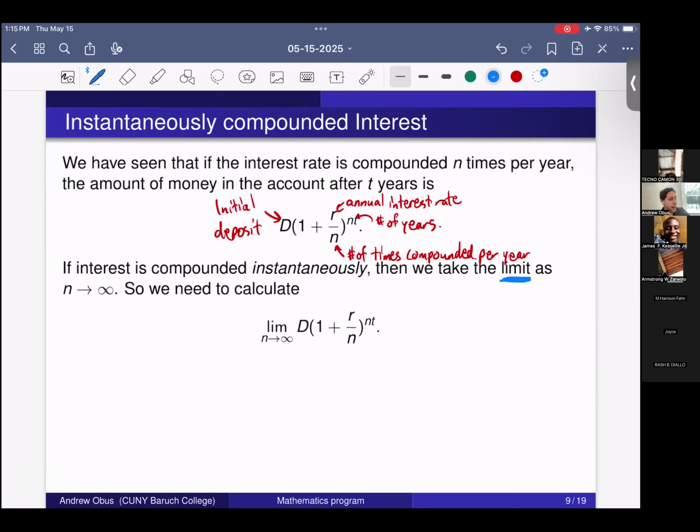Okay, and then in reality, this is what's actually done, right? So in reality, most banks actually compound daily, equals 365 times per year, which is effectively instantaneously. Very little time is passing in between compounding of interest. So this is effectively instantaneously.